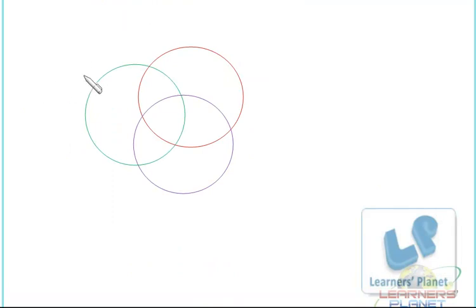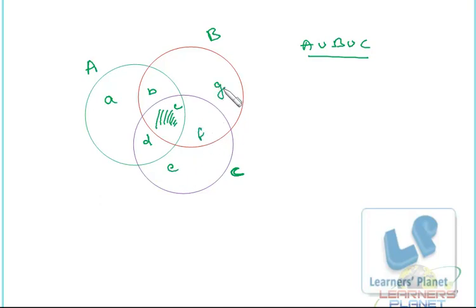Now I will elaborate the 3 set concept, that is A union B union C. Suppose this is the set A, set B, and set C. I have chosen 3 different color circles. Now just see, this is the portion that is common among A, B, and C. I have named the areas so that it will be clearer in your mind: A, B, C, D, E, F, G, right? So C is the portion that is common among all the circles, that is A, B, and C, so C is actually A intersection B intersection C.